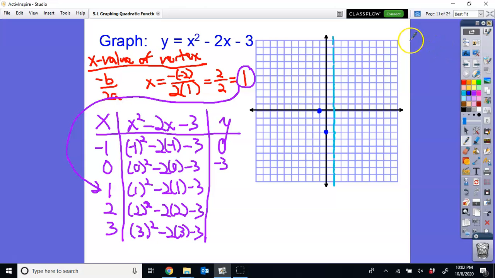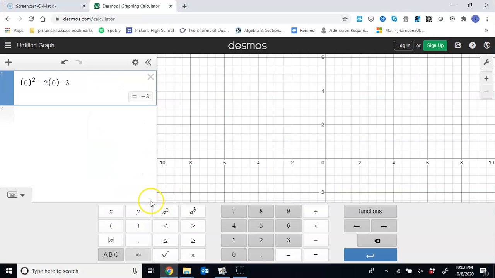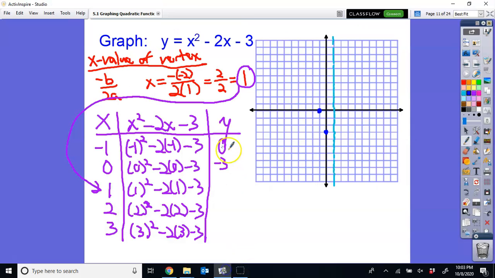Notice, again, this graph is opening up because of the positive a value, that means my vertex is going to be a minimum value, or a bottom. So then I go back to Desmos again, and I change this from a 0 to a 1. And I get -4. Now, what did we just talk about with the vertex? We said that point, the vertex, is going to be the lowest point on the graph. So it goes down here to 1, -4. Notice that's on my axis of symmetry.